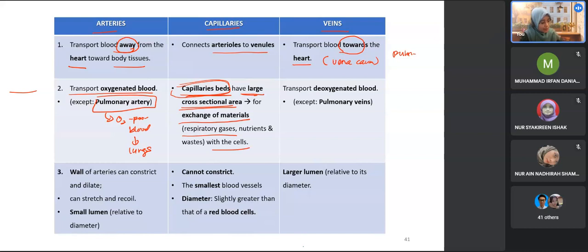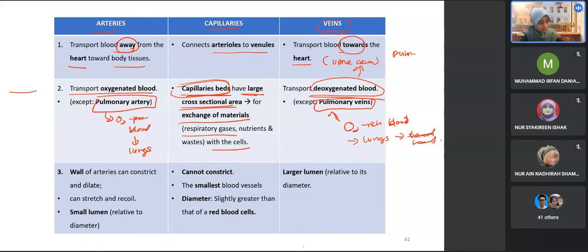Okay, as for the vein, most of the vein, including vena cava here, is to transport deoxygenated blood, oxygen-poor blood, except for pulmonary vein. Pulmonary vein carries oxygen-rich blood from the lungs back to the heart.